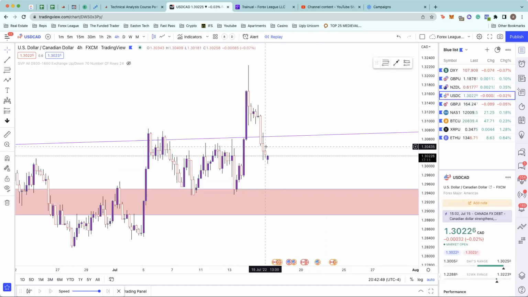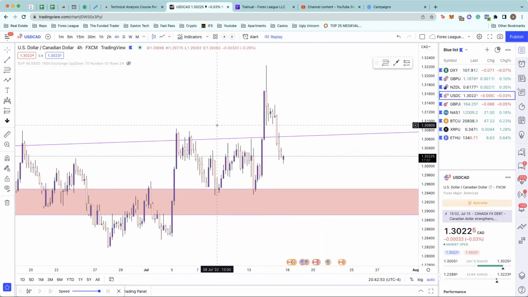So that's GU. Let's go over to USD Cad. Last week we didn't do anything with USD Cad, just because it was in an area where we needed to wait for it to either break to the downside or break to the upside. And as we're seeing, we actually did get this break to the upside.